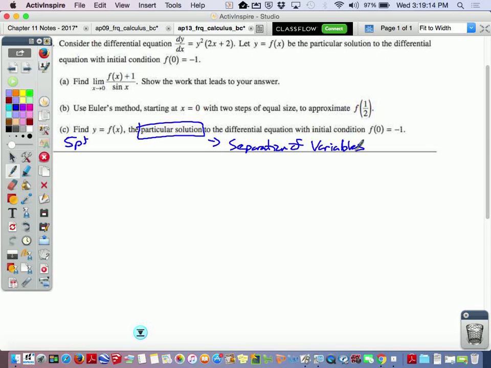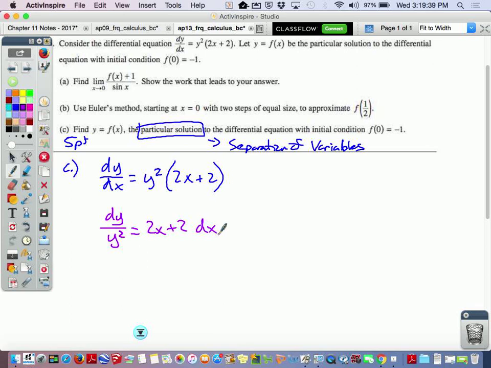In order to use separation of variables, we first have to have our derivative written as a product. And our derivative is written as a product here. So we've got y squared times 2x plus 2. So our first step is to separate, and that's our first point. We'll get dy divided by y squared equals 2x plus 2 dx.